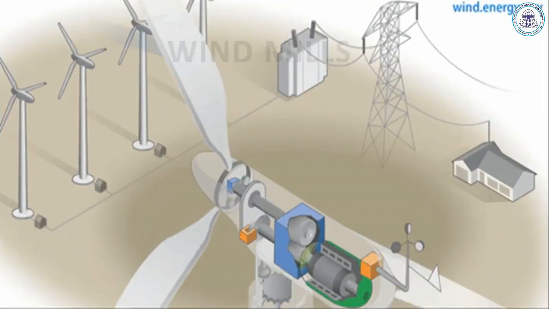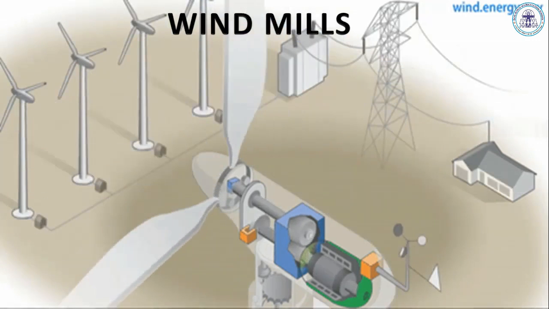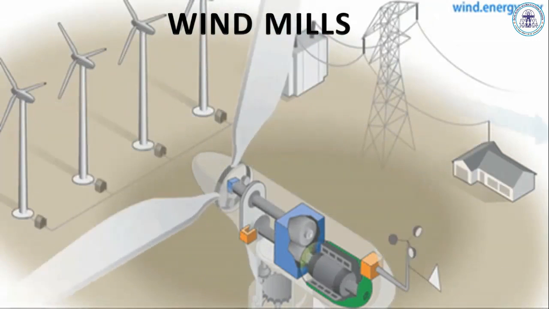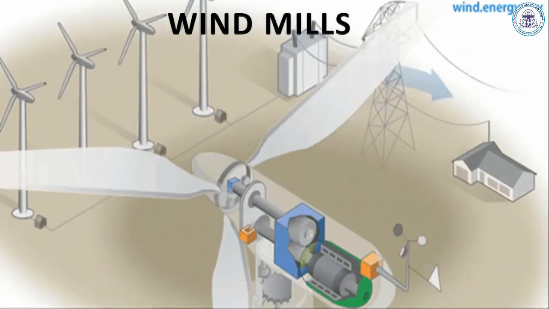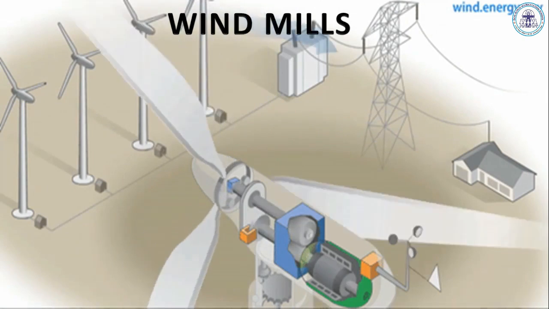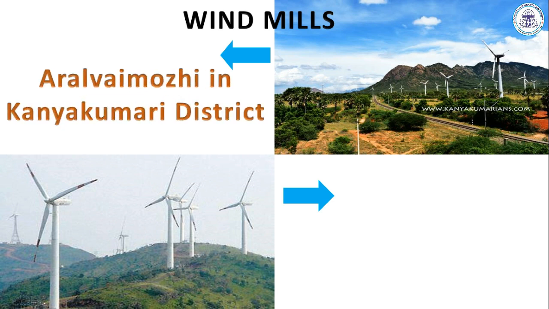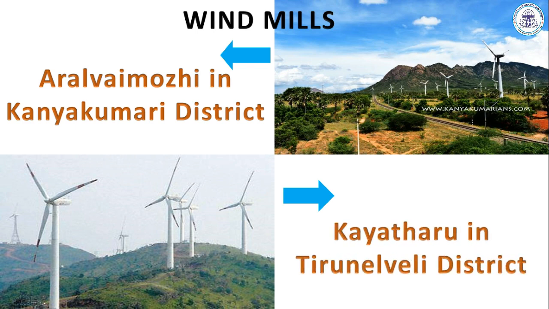Next, windmills. In windmills, wind energy is used to rotate the turbine to produce electricity. Here, kinetic energy is converted into electrical energy. The major windmills located in Tamil Nadu are Aralvaimozhi in Kanyakumari district and Kayathar in Tirunelveli district.